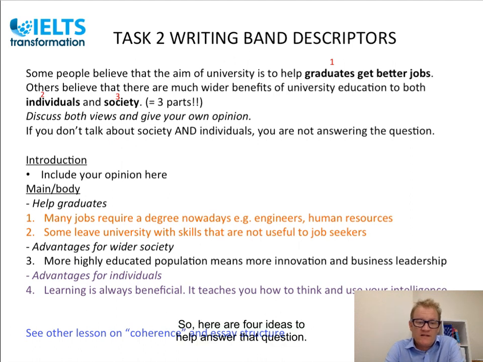So here are 4 ideas to help answer that question. Again, pause the video, take a moment to read them. But as you can see in the different colours, they are answering different parts of the question. So don't miss any parts. Read the question carefully. I can't stress that enough. It's very, very important.